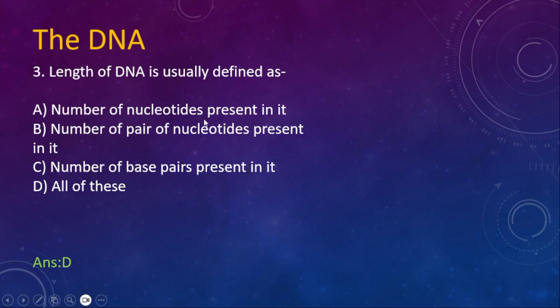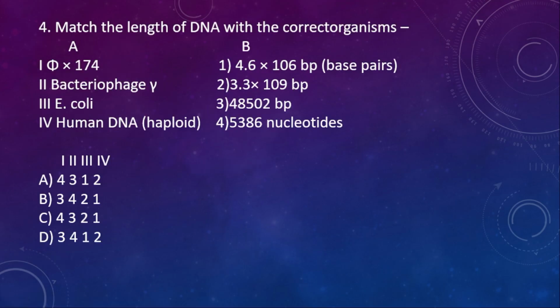See, the number of nucleotides is used to get a single stranded length, isn't it? And the number of pairs of nucleotides is used to get a double stranded DNA's length. It is mostly used. And the number of base pairs is used for the numerical count of these units for the physical length of the DNA. So here the fourth question, match the length of DNA with the correct organism.